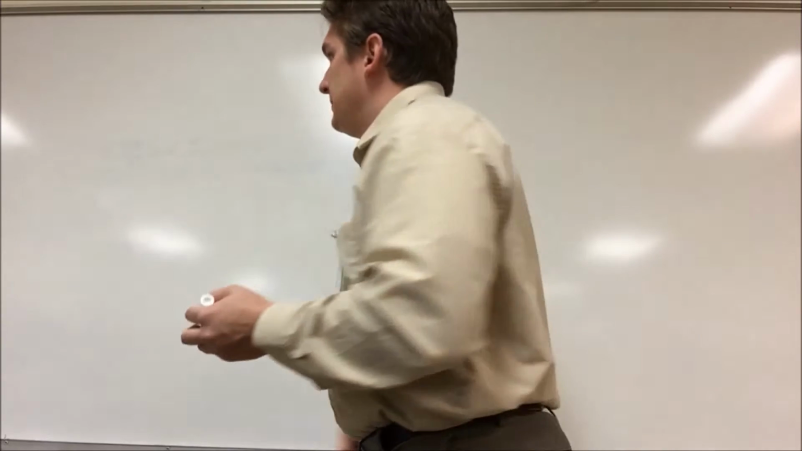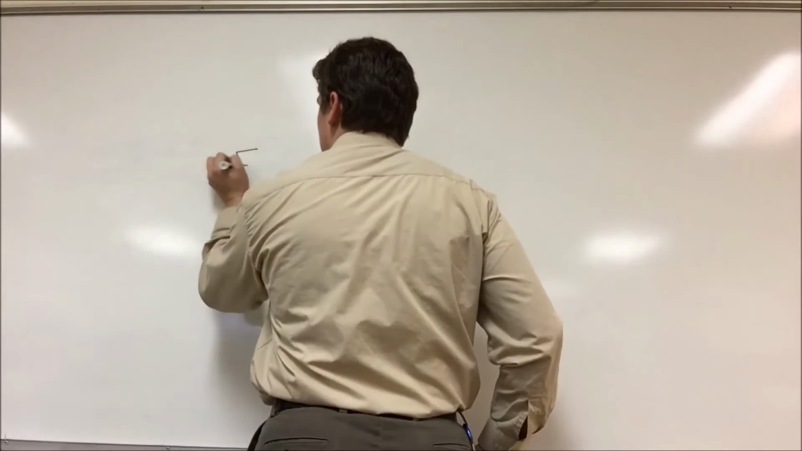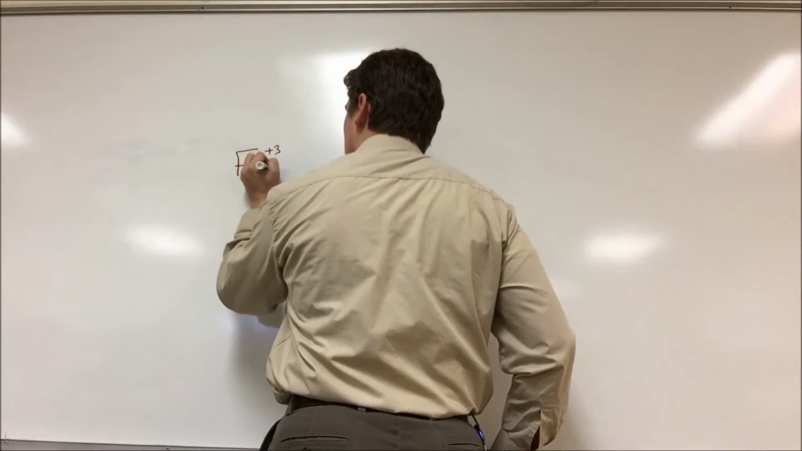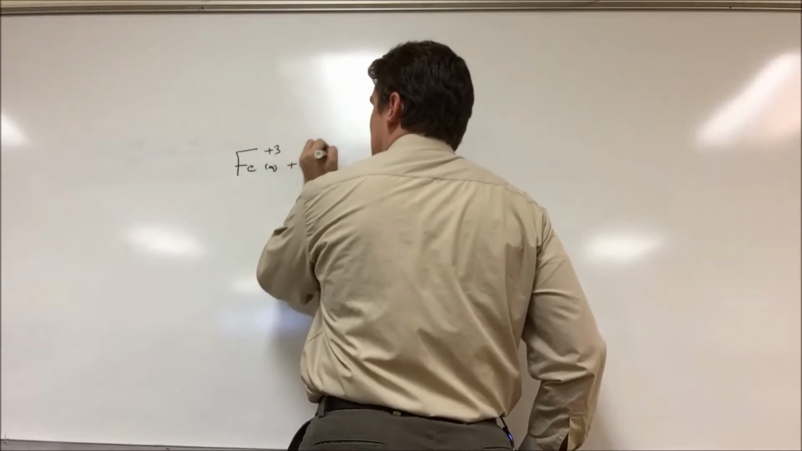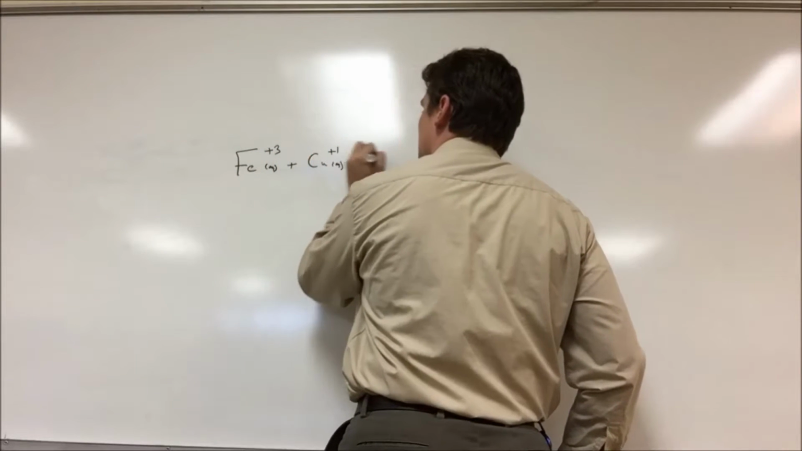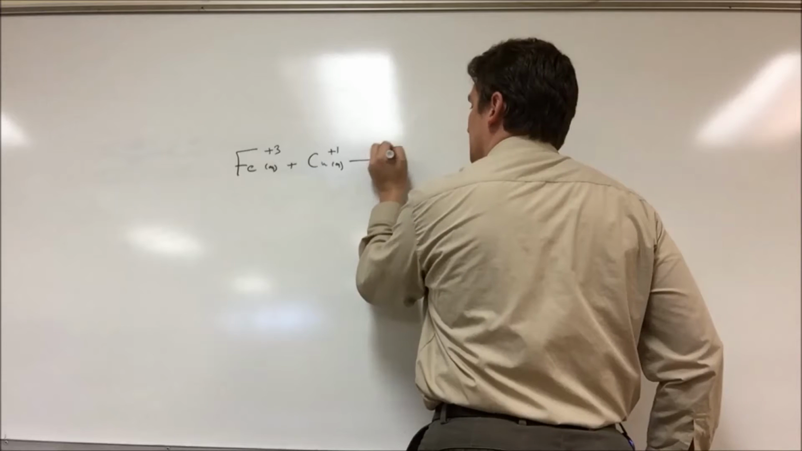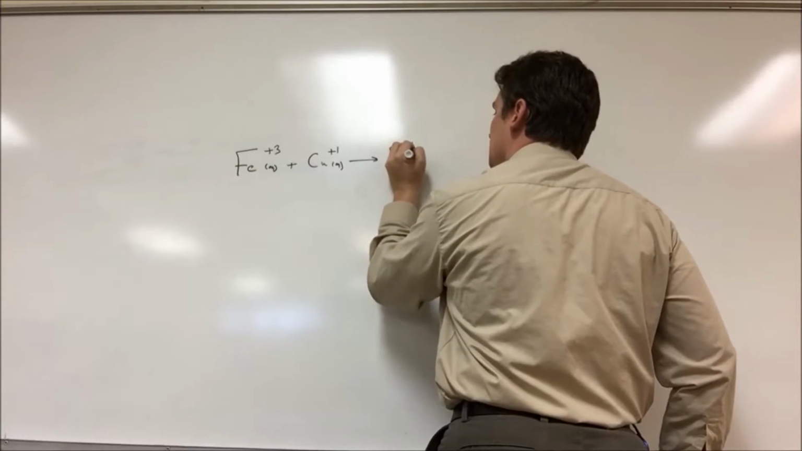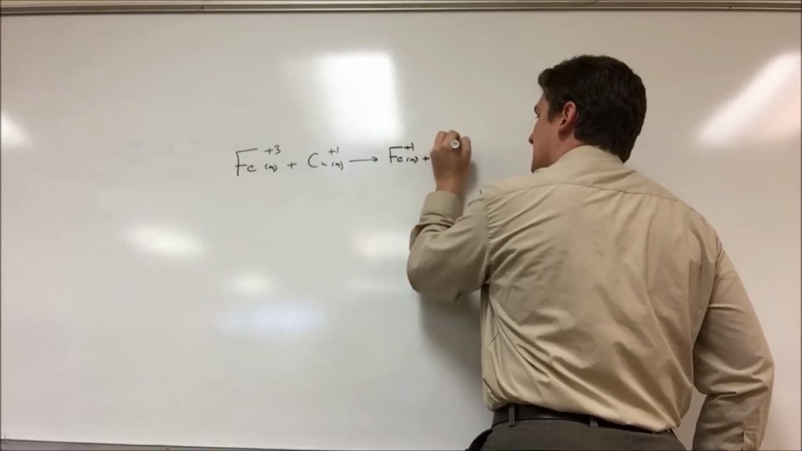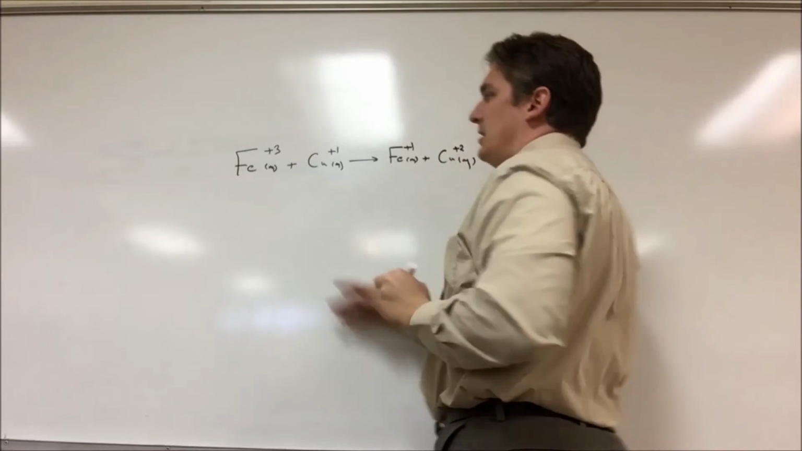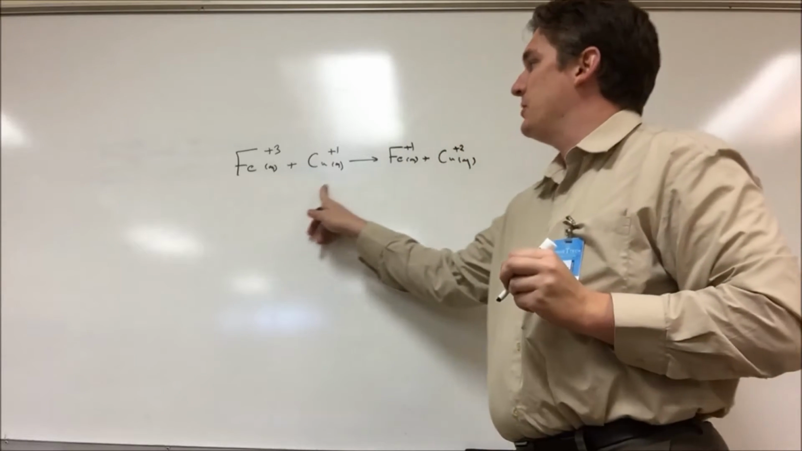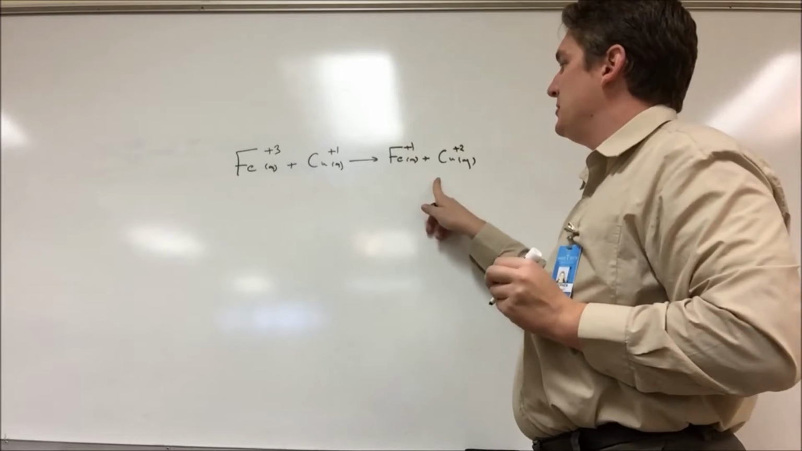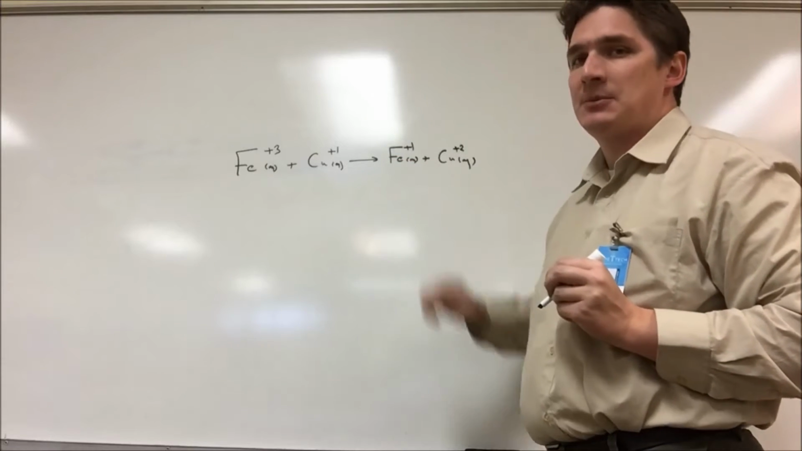So a simple example here, we have Fe3+ (aq) plus Cu+ (aq) goes to Fe+ (aq) plus Cu2+ (aq). So we have iron plus 3 ions in solution with copper plus 1 ions in solution, and they're exchanging electrons to give us iron plus 1 and copper plus 2.